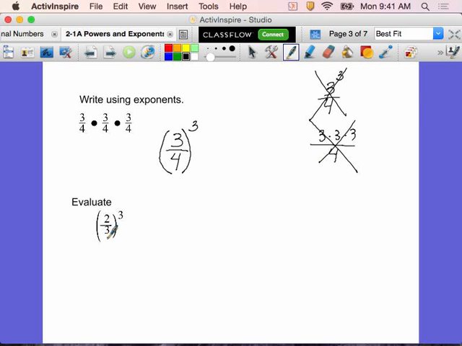Evaluate 2/3 to the 3rd power. That's how you'd read that. Everything in the base here will be repeated 3 times. So 2/3 times 2/3 times 2/3. And then you can multiply them together. 2 times 2 times 2 is 8. 3 times 3 times 3 is 27. And you've got a result. So we've evaluated it.